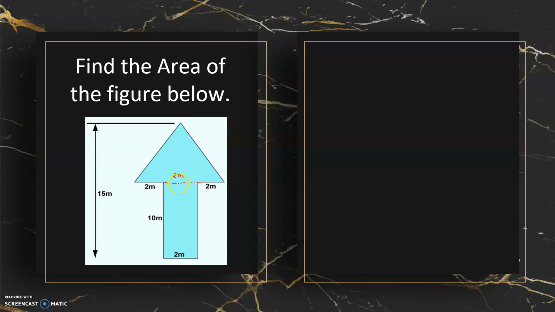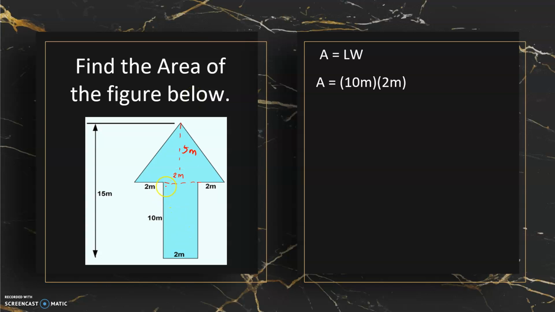Then, to find its height, we know that this composite figure is 15 meters tall. Then, the rectangle is 10 meters high. So if we subtract 10 meters from 15 meters, we'll be able to find the height of this triangle. And that would be 15 minus 10. It's 5 meters.